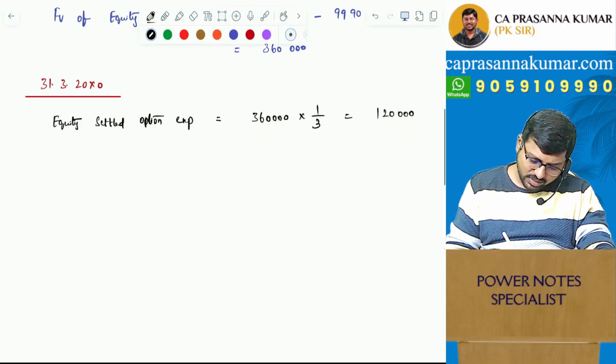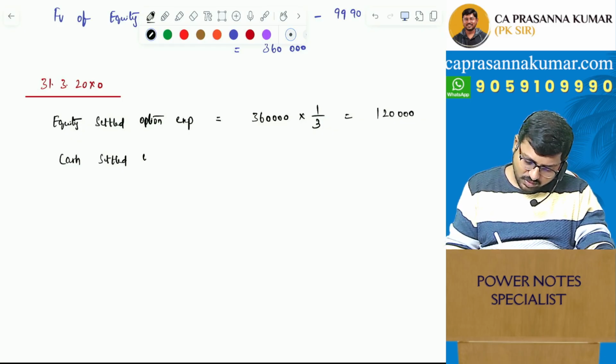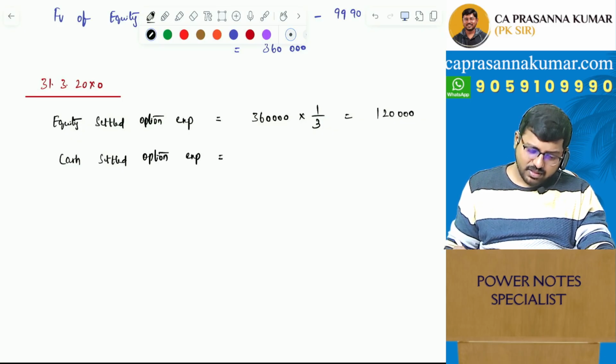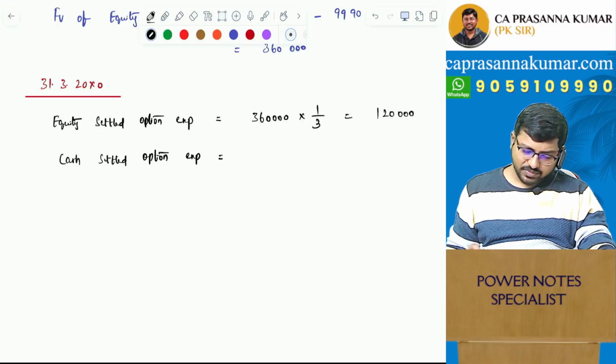Next, the next one that we need to calculate is cash settled option expense. This is also very easy. If you look at the cash settled option expense, how much, Nana? You have to take the latest fair value. So what is the latest fair value that you've got?